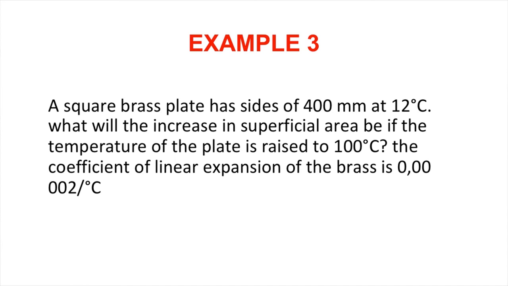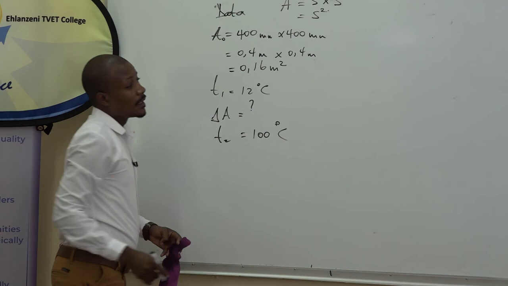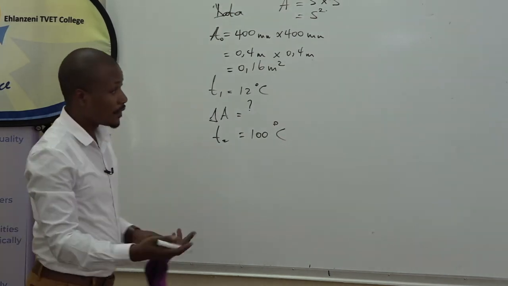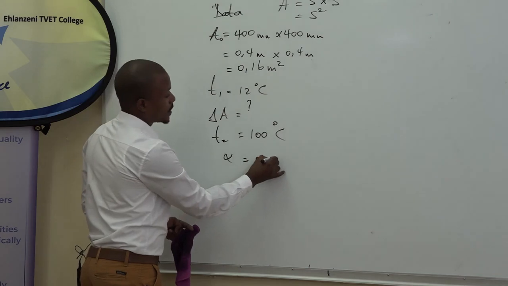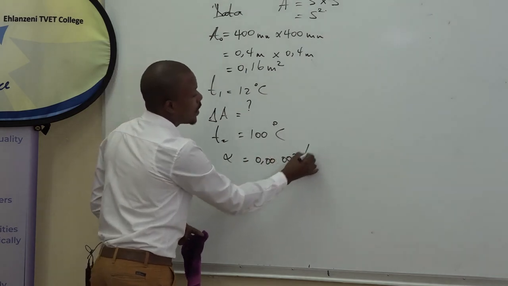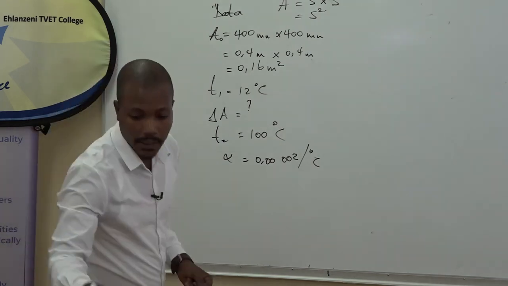Now, what will be the increase in superficial area if the temperature is raised to 100 degrees Celsius? And the coefficient of linear expansion is 0.00002 per degree Celsius. Let us calculate that now.